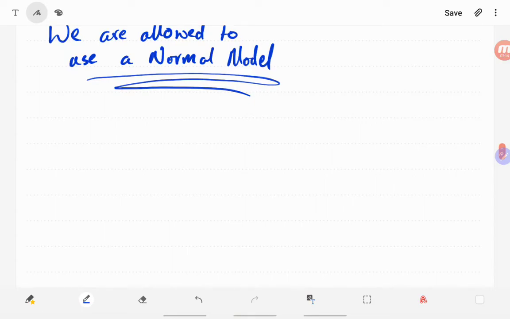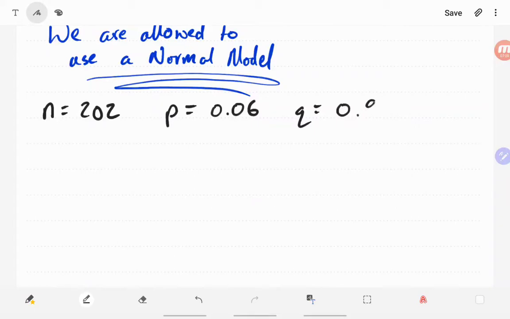So to do that, we're going to need to be looking at our N value, which we already know is 202. We need to state what P equals, 0.06. We want to show what Q is, 0.94. And then we utilize all this information to find expected value, or mean, and standard deviation.